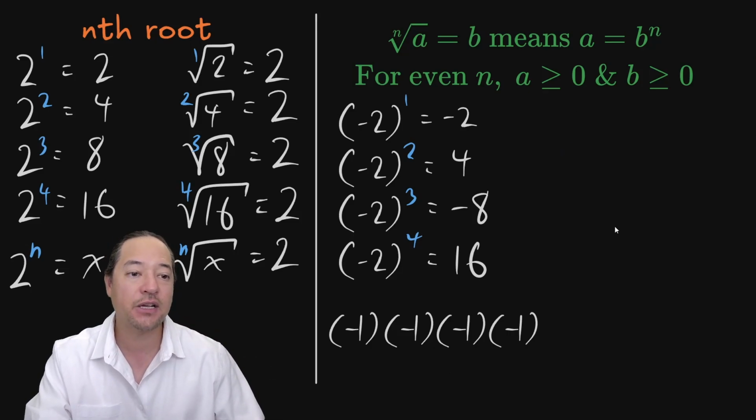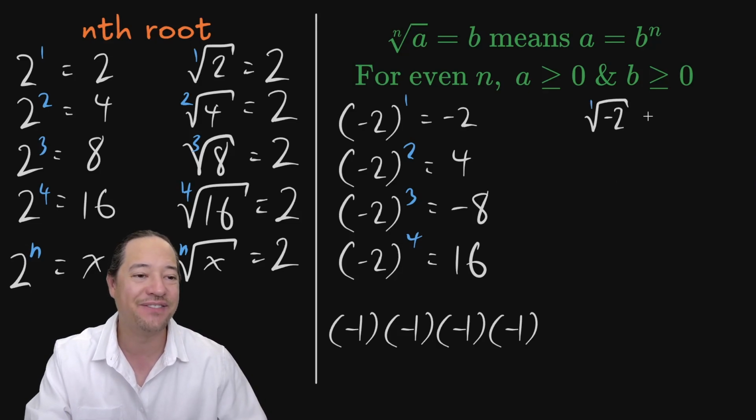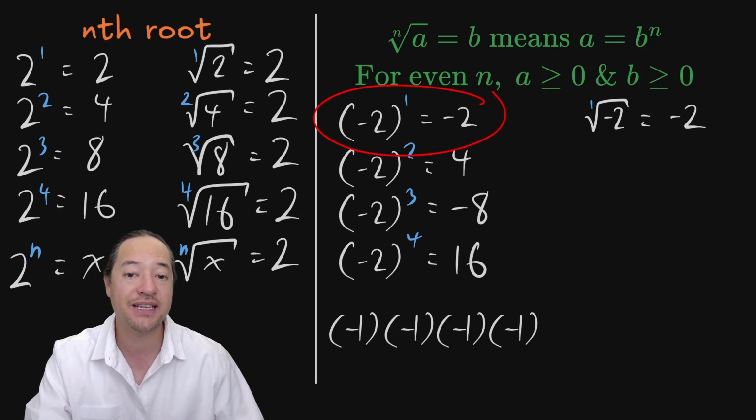Okay, so now let's take a look at finding the roots here, right? So what we can do is we can take essentially the first root of negative 2, right? What's that going to be? Well, that's just going to be negative 2, right? We're just inverting this, and that's certainly possible. I know that negative 2 to the first power is negative 2, so that's going to come out here.